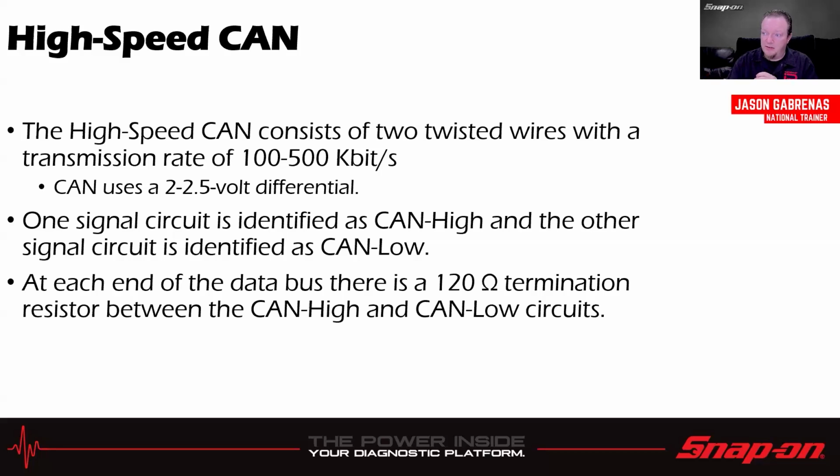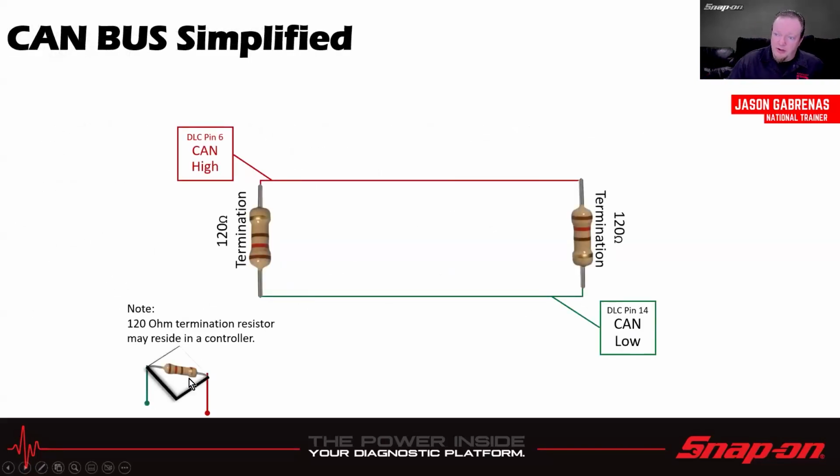At each end of the data bus, there's also a 120 ohm termination resistor between CAN high and CAN low circuits, and that's kind of your stop sign. That's the end of the line. Usually, that 120 ohm termination resistor is going to be inside a control module. Could just be sitting out in the open, but more often than not, it's going to be sitting inside a control module. And if I'm going to use a multimeter to check the resistance across pin 6 and 14, I should get 60 ohms roughly, because we're doing 120 ohms on each, and then it divides by 2. And that's how we get our number.